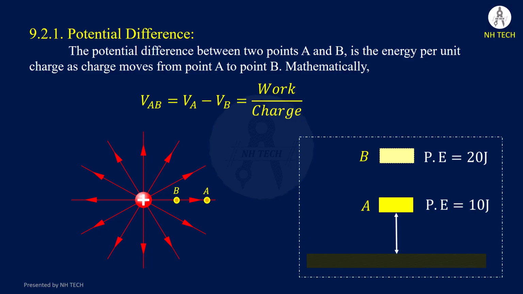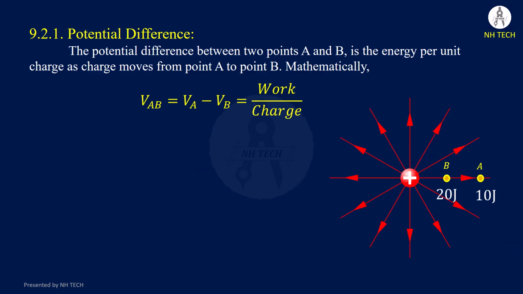This is very similar to gravitational potential difference, which is the amount of work required to lift a mass from one height to another. For example, if the gravitational potential energy at point A is 10 joules and at point B it is 20 joules, then the difference, 10 joules divided by mass, represents the gravitational potential difference. In the same way, if a charge has 10 joules of electric potential energy at point A and 20 joules at point B, the difference, 10 joules, divided by the charge gives us the electric potential difference between A and B.